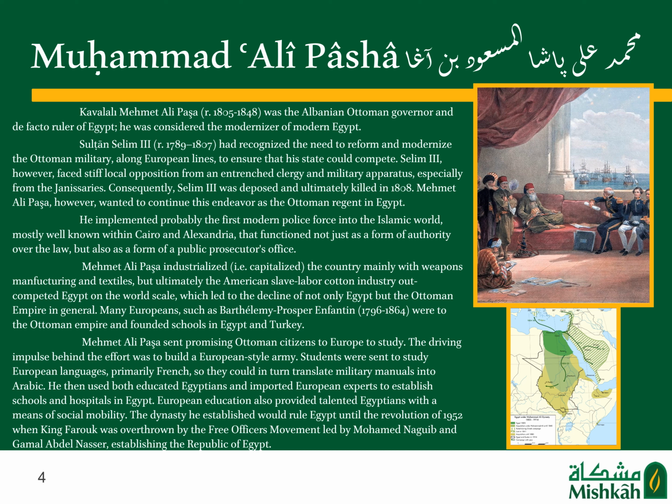The dynasty that he established would rule Egypt all the way until the modern period, all the way until 1952. So this system of government that Muhammad Ali Pasha set up outlived the Ottoman Empire itself. And then King Farouk was overthrown by Gamal Abdel Nasser, and that established the Republic of Egypt as we know it. So all of it goes back to Muhammad Ali Pasha.